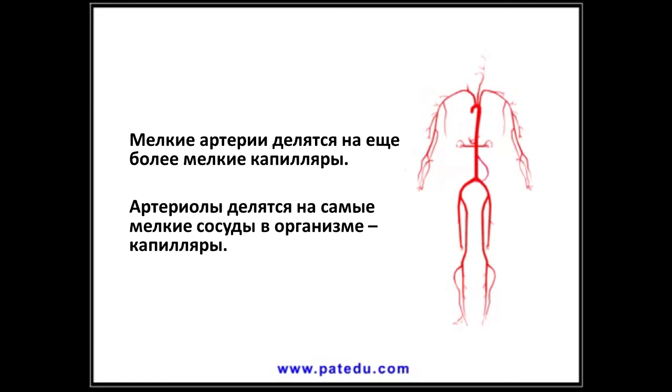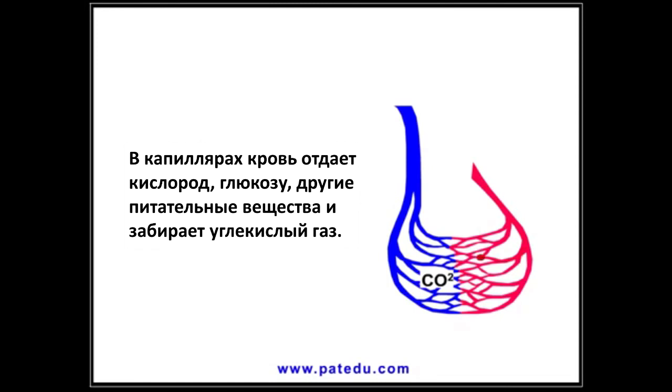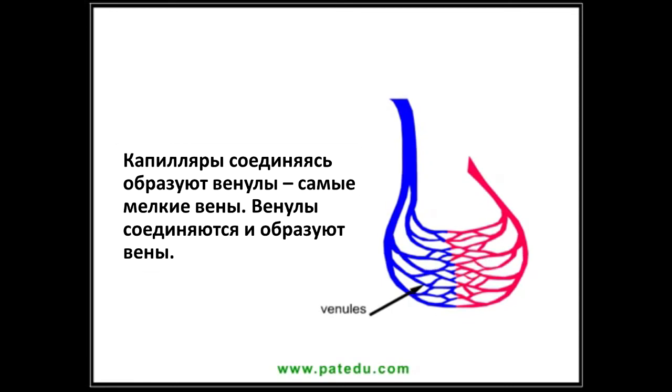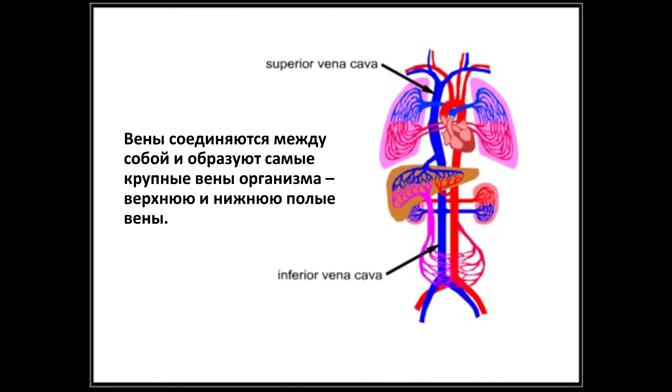Small arteries divide into even smaller arteries called arterioles. Arterioles divide into the smallest blood vessels of the body, the capillaries. In capillaries, blood releases oxygen, glucose, and other nutrients, and picks up carbon dioxide. The capillaries join together to form venules, very small veins. Venules join together to form small veins. Small veins join other veins to form the biggest veins of the body, the inferior and superior vena cava.